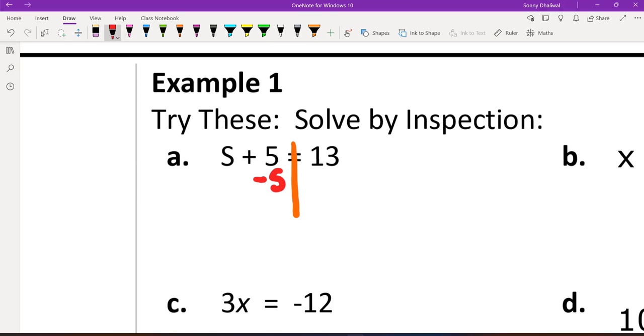Now, if we want to keep equations in balance, if we subtract 5 from this side, we also have to do the same thing to the other side to keep it in balance. So now what happens is 5 minus 5 is 0. These numbers cancel each other out, and you're just left with the s. Over here, you have 13 minus 5, which is 8.